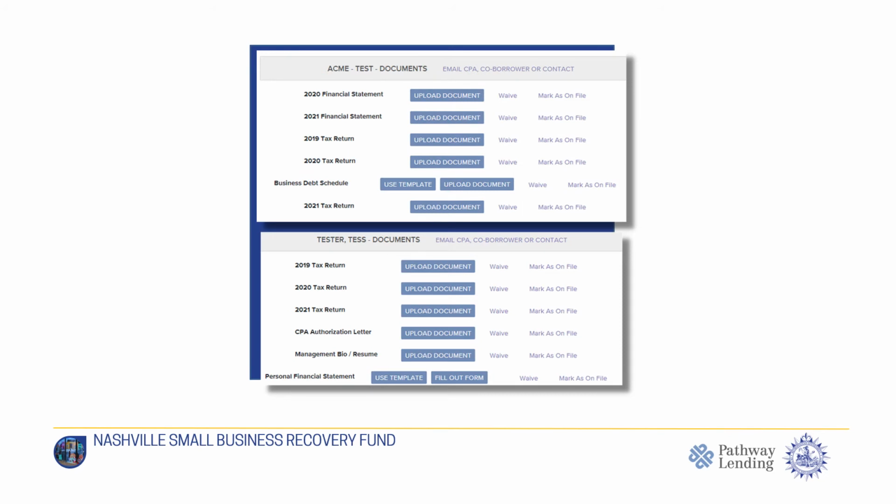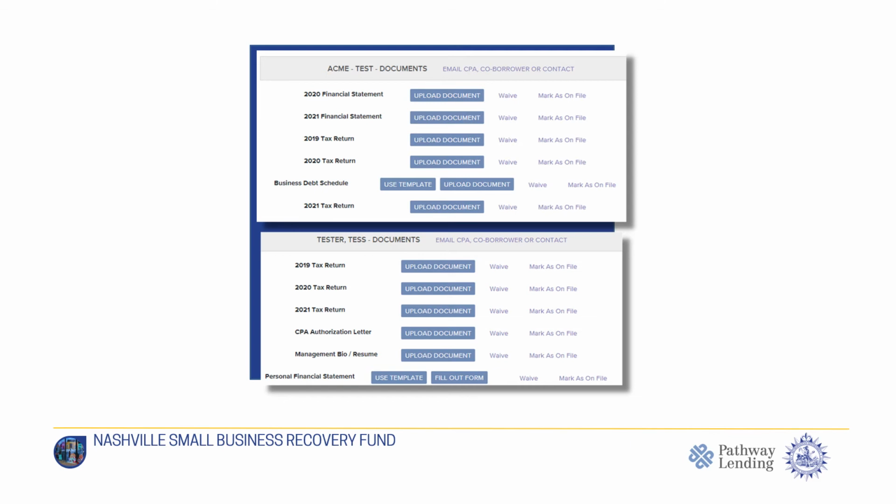When you are ready to upload your documents, you can click Upload Document to upload the specific documents directly to the application. You'll see check marks to the left of the document name when you have successfully uploaded the particular requested document. As far as the specific documents are concerned, your application will be customized to reflect specifically what is required for the NSBRF loan.